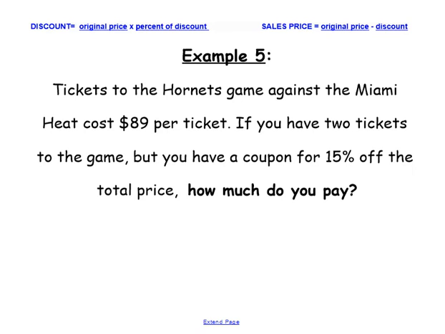All right, let's take a look at another example here. Tickets to the Hornets game against the Miami Heat cost $89 per ticket. If you have 2 tickets to the game, but you have a coupon for 15% off the total price, what do you pay? All right, so we have that extra step here again. Yes, it's $89, but that's per ticket. How many tickets did I buy? 2. So first I need to find the total price.